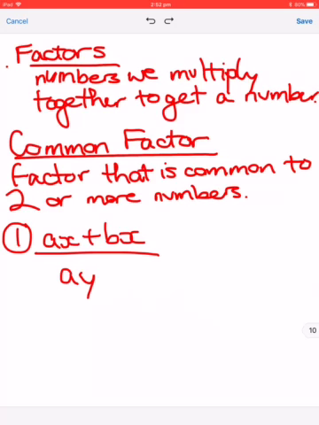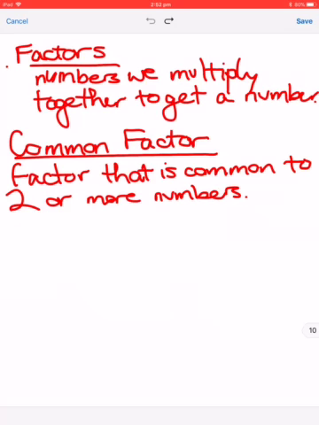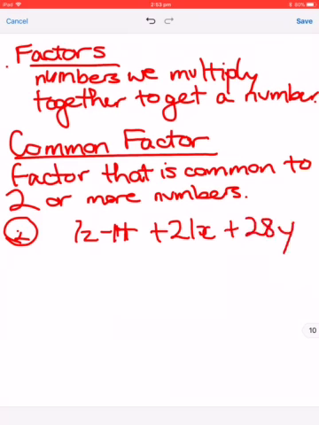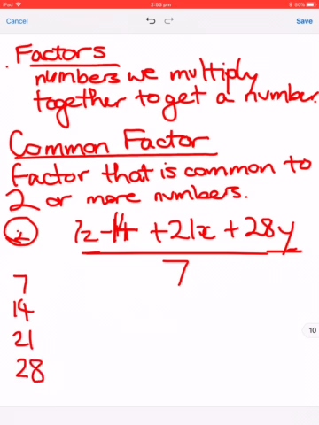Alright, what about if we have something that looks a little bit more tricky? So example number 2. What about if we have 7z take 14, plus 21x plus 28y. Now this is a bit trickier, alright? And here, it's really good to think about your multiples. So what are multiples of 7? For example, if you wrote them out, there'd be 7, 14, 21, 28, alright?